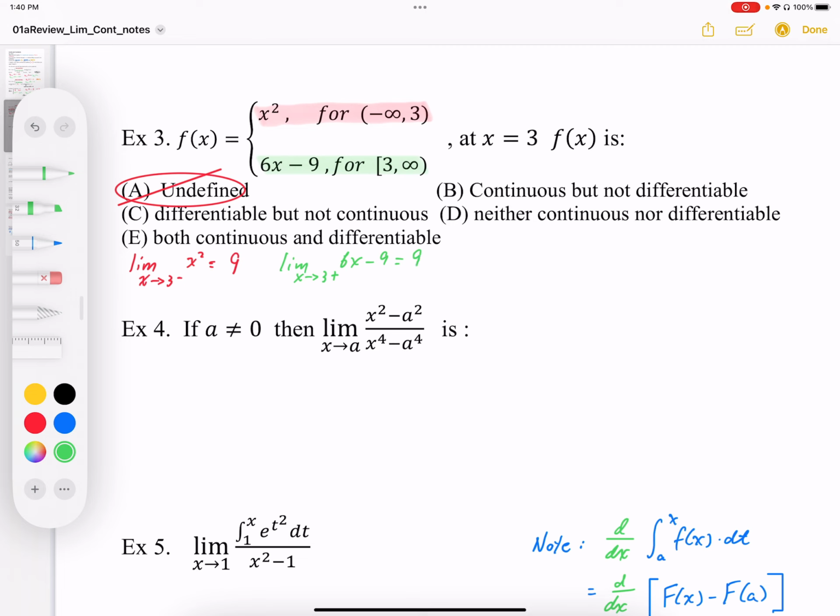So it matches, and the value at 3, so f of 3, is also equal to 9 because we're just plugging 3 into the 6x minus 9. So we know that it has a limit at x equals 3, and that limit equals the value at 3, so we know that this is continuous. Okay, so we can eliminate some more of these possibilities. It says neither continuous nor differentiable. Well, that's not true anymore because we know that it is for sure continuous.